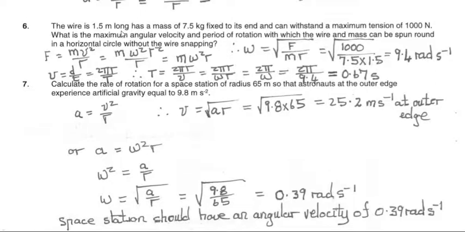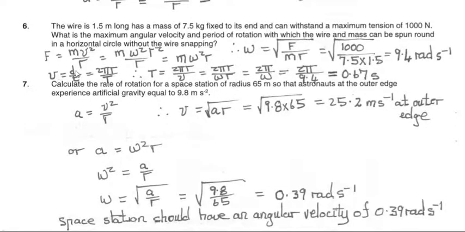Question 6. The wire is 1.5 meters long and has a mass of 7.5 kilograms fixed to its end and can withstand a maximum tension of 1000 newtons. What is the maximum angular velocity and period of rotation with which the wire and mass can be spun round in a horizontal circle without the wire snapping? So we've got to use F equals mv squared over r equals m omega squared r squared divided by r, which is equal to m omega squared r. Therefore, omega, rearranging, equals the square root of F divided by mr, equals the square root of 1000 divided by 7.5 times 1.5, which gives 9.4 radians per second.